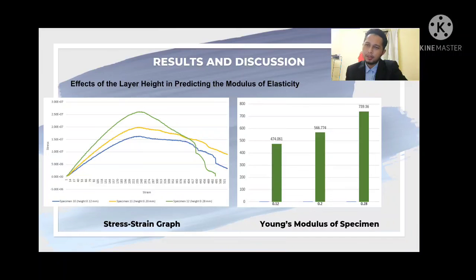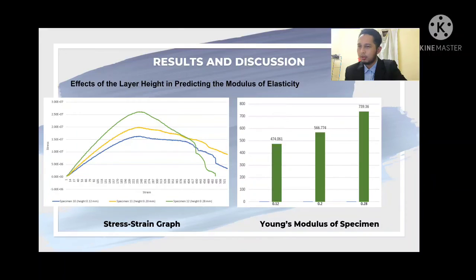There is only experimental data. The figure shows stress strain data for the layer height test. The strength of the stress strain curve follows the hypothesis of the study, which is the higher the layer height, the higher the strength of the specimen. The highest curve goes to height 0.28 mm, followed by height 0.2 mm, and the lowest curve goes to height 0.12 mm.